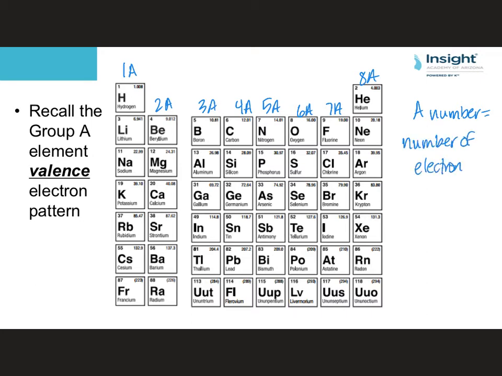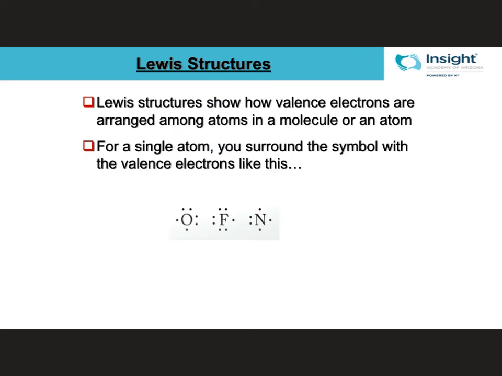Something you want to write down, because you might be asked to draw a Lewis structure for chlorine. You've got to remember, I can go to my periodic table, I can see chlorine's in 7A, so it's going to have 7 valence electrons.